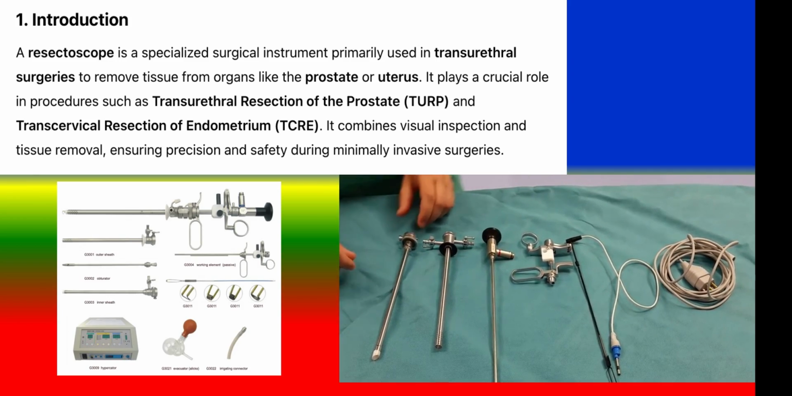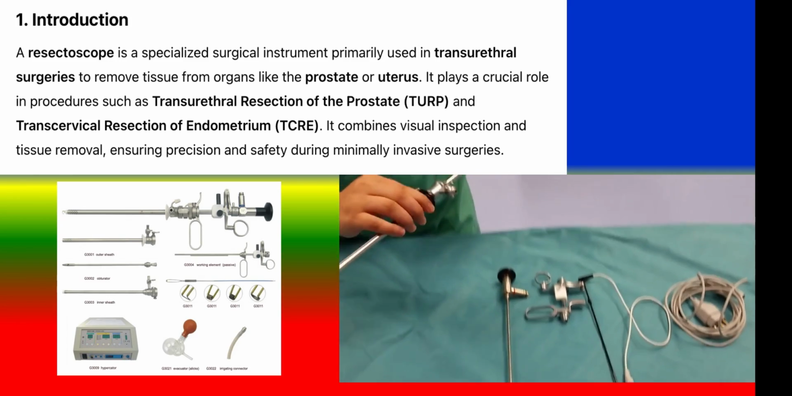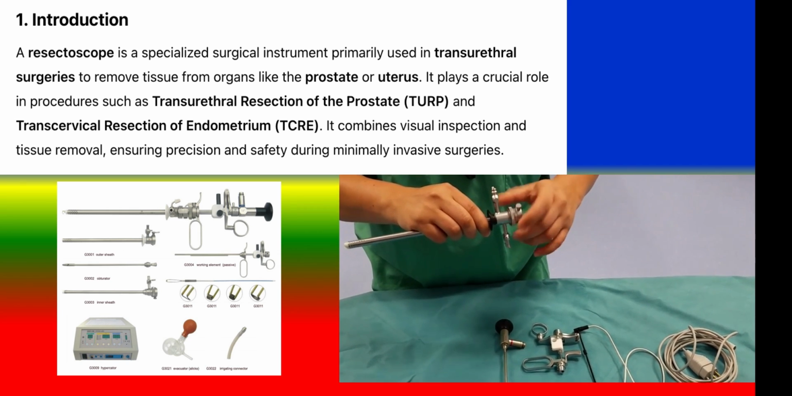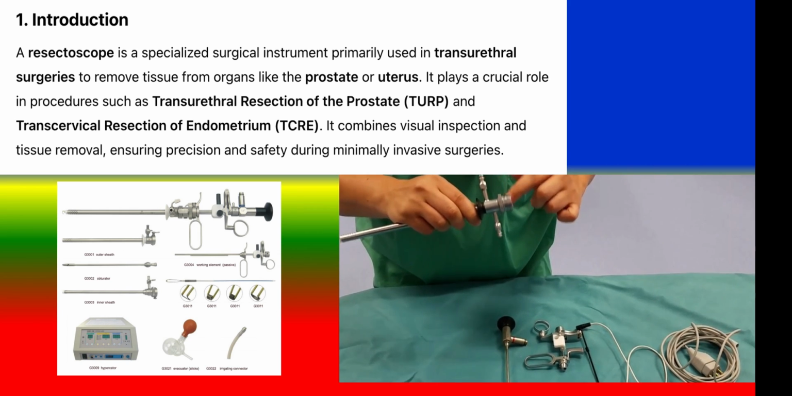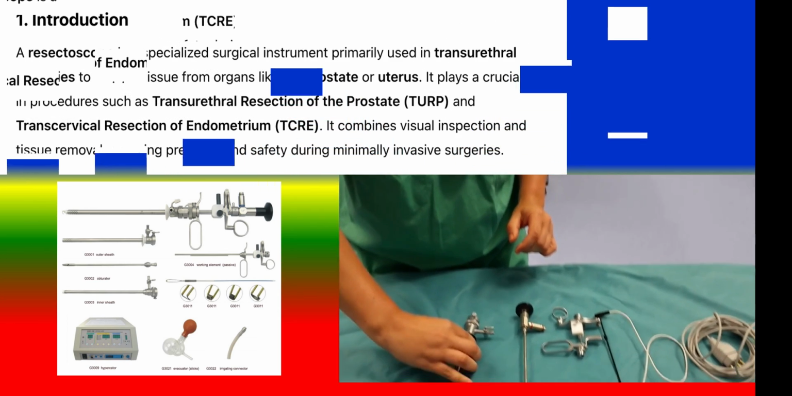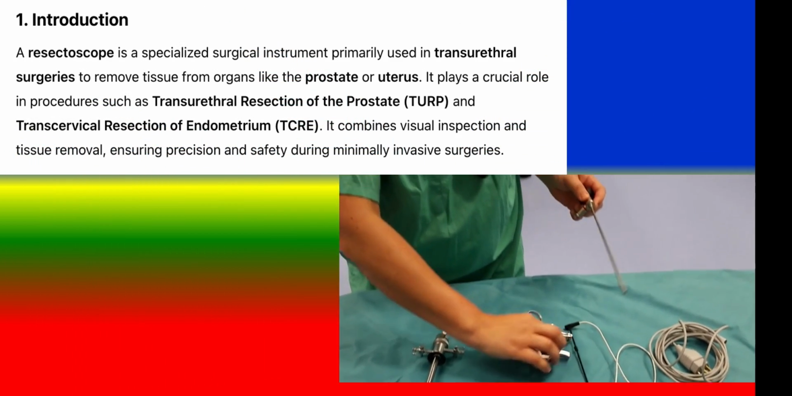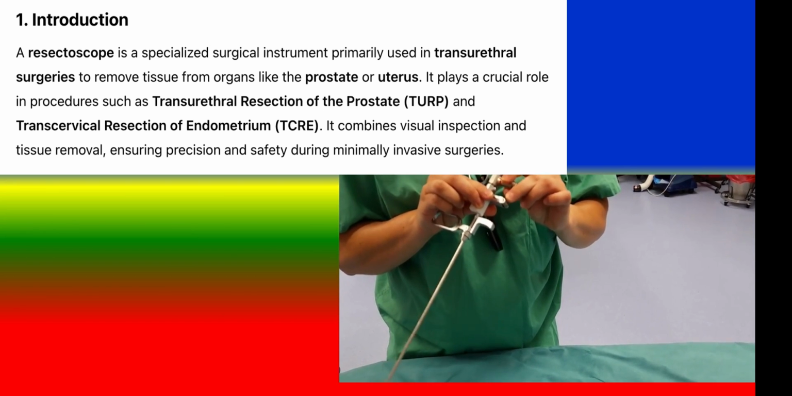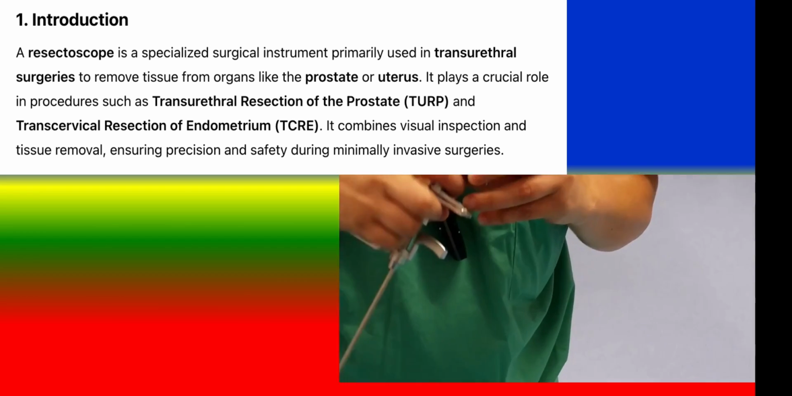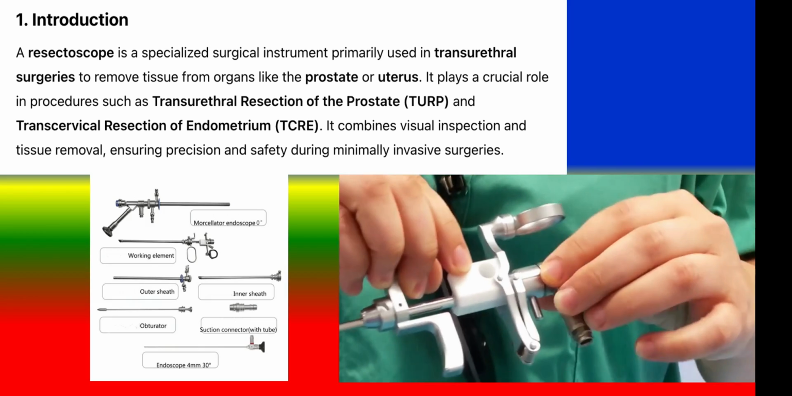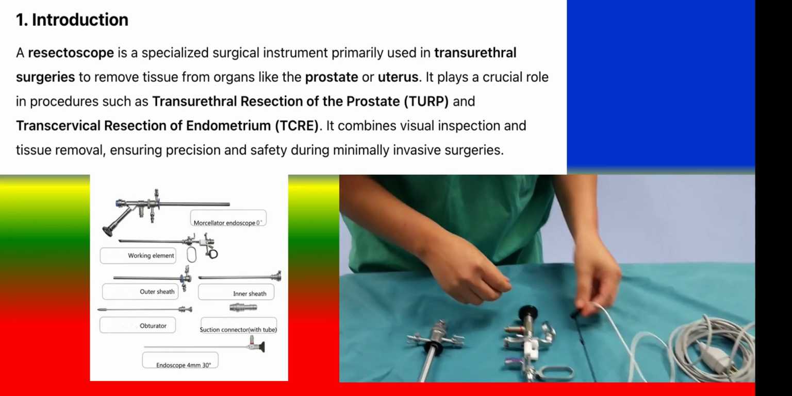1. Introduction. A resectoscope is a specialized surgical instrument primarily used in transurethral surgeries to remove tissue from organs like the prostate or uterus. It plays a crucial role in procedures such as transurethral resection of the prostate, TURP, and transcervical resection of endometrium, TCRE. It combines visual inspection and tissue removal, ensuring precision and safety during minimally invasive surgeries.